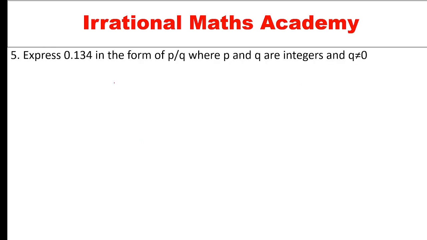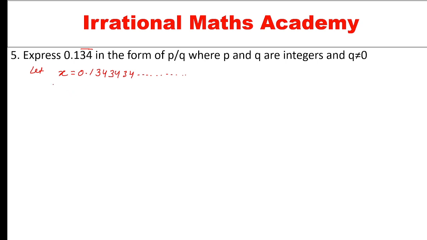Next, express this one. Okay, here the bar is on 3, 4. What do you mean by bar is on 3, 4? It means it is repeating. So let x equal to 0.1343, if I remove the bar, 3, 4, and so on.